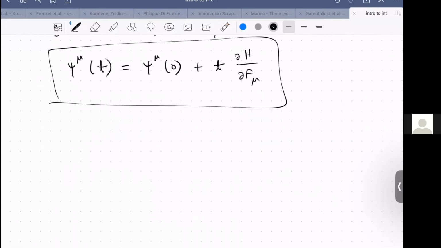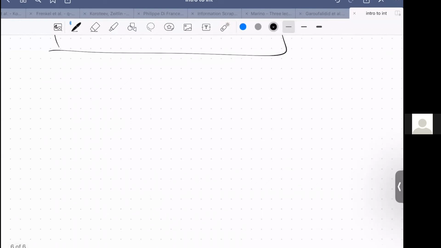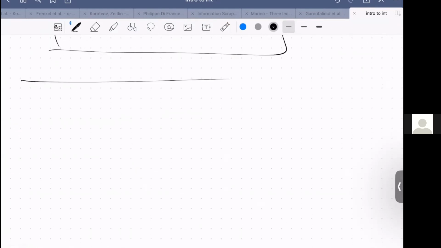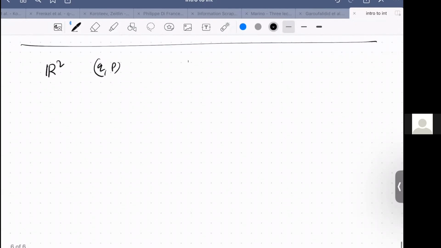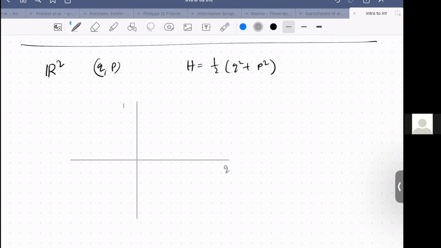But before saying what those are, maybe I can go back to the example of the simple harmonic oscillator. So what was happening there? As I was saying, for a simple harmonic oscillator in one dimension, your phase space is just R2, parameterized by position and momentum. And your Hamiltonian is Q squared plus P squared. All right. So let's say this is the phase space, with axes Q and P.